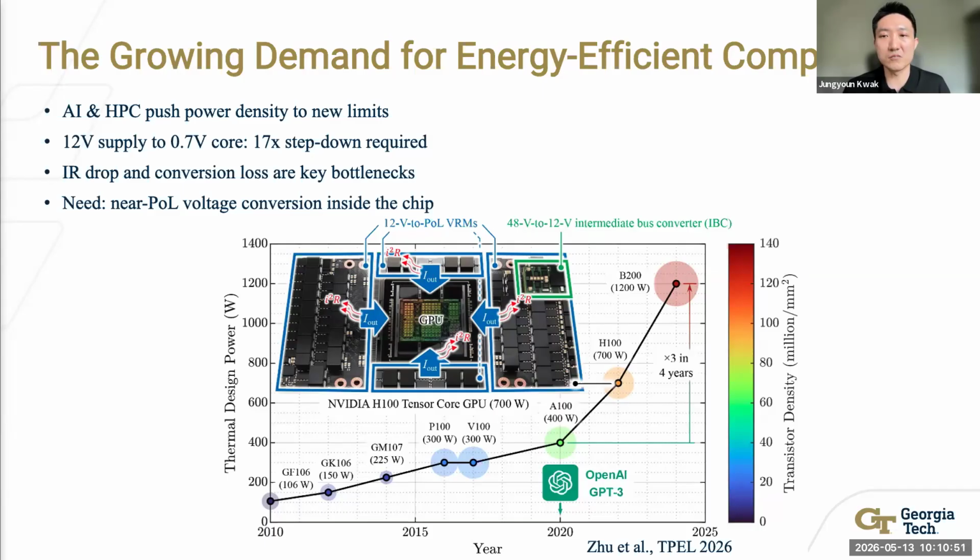The key idea is simple. If we move the voltage converter closer to the load, ideally onto the backside of the chip, we shorten the power paths, cut IR drop, and get faster response. That is the motivation for everything in this talk.